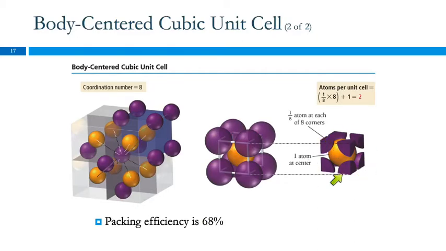Inside one of these cells, we have that gold one in the middle, that's an entire atom. And then at each of the 8 corners, we have 1/8 of an atom. So there's a total of 2 atoms in this cell.